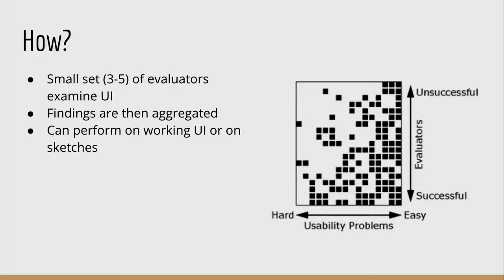And there are evaluators. So an individual evaluator might be more or less successful at finding problems. But even a relatively unsuccessful evaluator might find those harder problems because there's that element of randomness to it. So you can't just have a single person because they're not going to find everything. Having around 3 to 5 is generally a good rule of thumb number. But obviously it depends on scale.